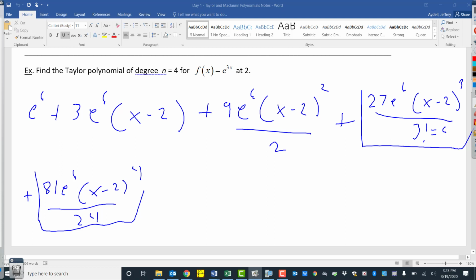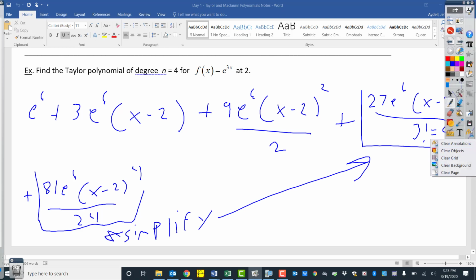And 81 over 24 ends up giving us 27 over 8, if I did my math right. So we need to simplify those. I'm running out of space here. I don't want to rewrite the whole thing, but you do need to simplify this one, and this one over here. Okay? Alrighty. So let's keep moving.